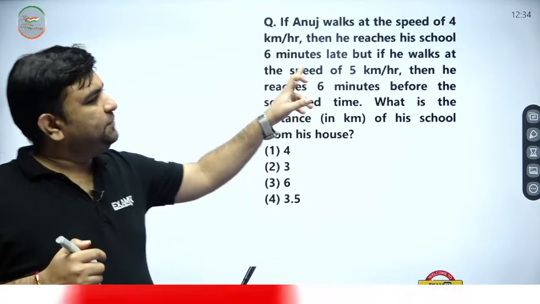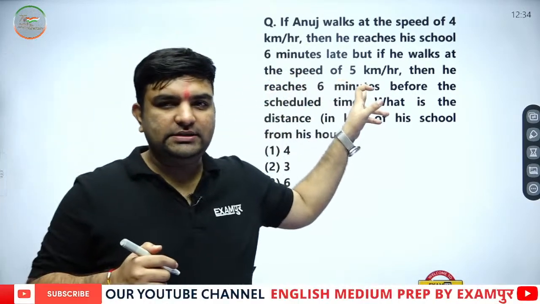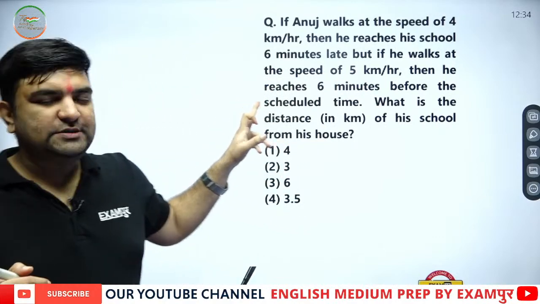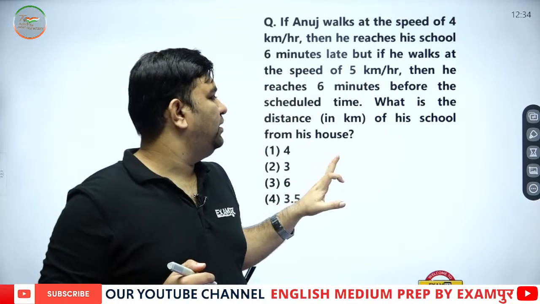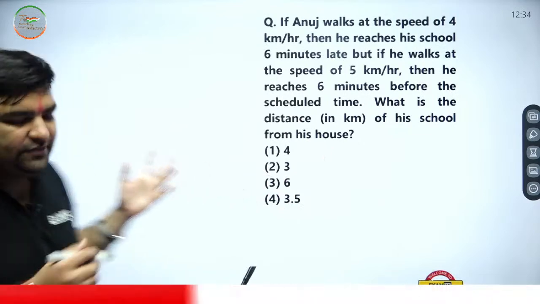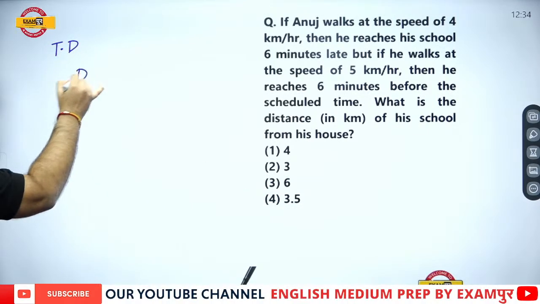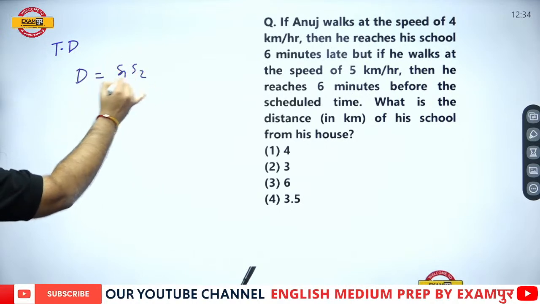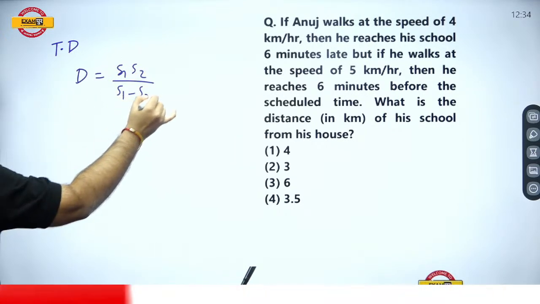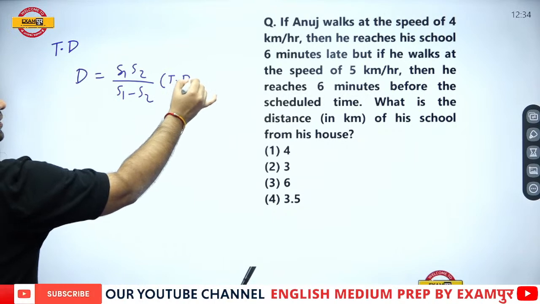If he walks with the speed of 4, he reaches 6 minutes late. If he walks with the speed of 5, he reaches 6 minutes before. This is the TD formula, the time difference formula. Distance is equal to S1 S2 upon S1 minus S2 into time difference.